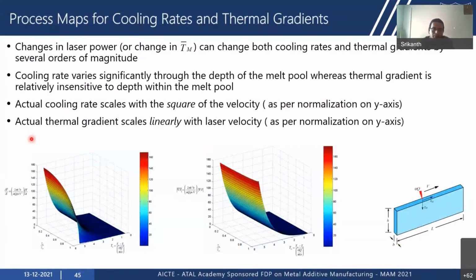So basically, this slide here shows what are called process maps that have been developed for cooling rates and thermal gradients. This is for the semi-infinite thin wall geometry. So this process map is a 3D plot. Okay, you have dimensionless cooling rate on this axis here, which is plotted as a function of normalized melting temperature, that is the Tm bar, and the depth of the melt pool. So we are plotting the relative depth of the melt pool, z0 by zr. So 0 means we are at the surface, 1 means we are at the bottom of the melt pool. Okay, we are normalizing the melt pool. So this is the dimensionless plot for cooling rate. This is the plot for thermal gradient.